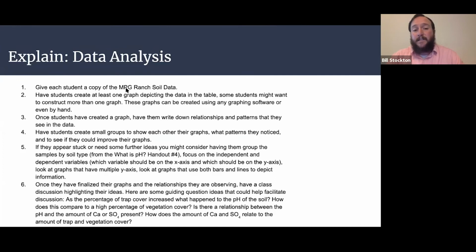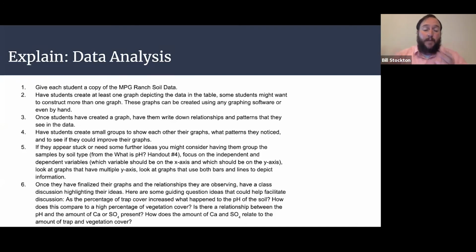So he provided some soil data that's specific to his research. And when you look in the shared file, there's a file that says MPG Ranch soil data. The idea would be to give your students the blank data table and have them construct a graph, maybe more than one graph. Maybe it's a graph with multiple components on it. Typically in class, I would do this with graphing software, but you could do it even by hand. It's really up to you and how you want to do it with your students. But the idea is they're taking data from a data table and creating a graph on their own.